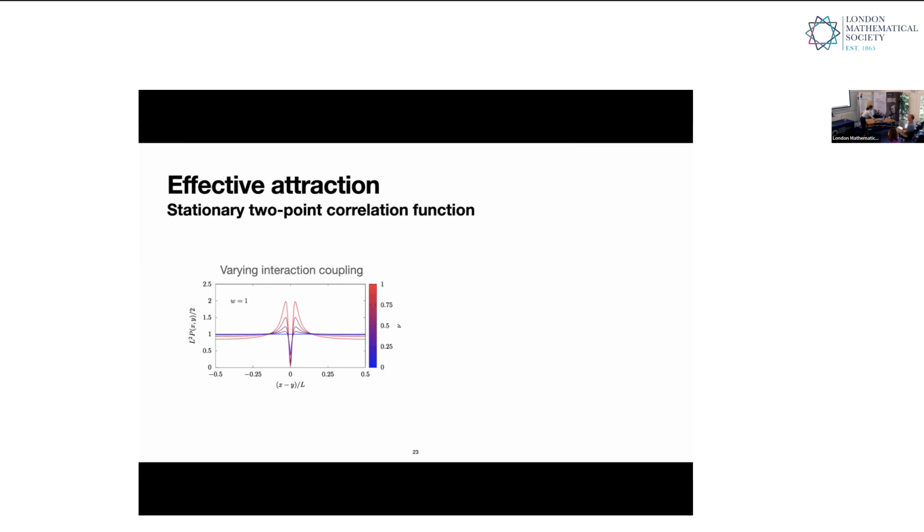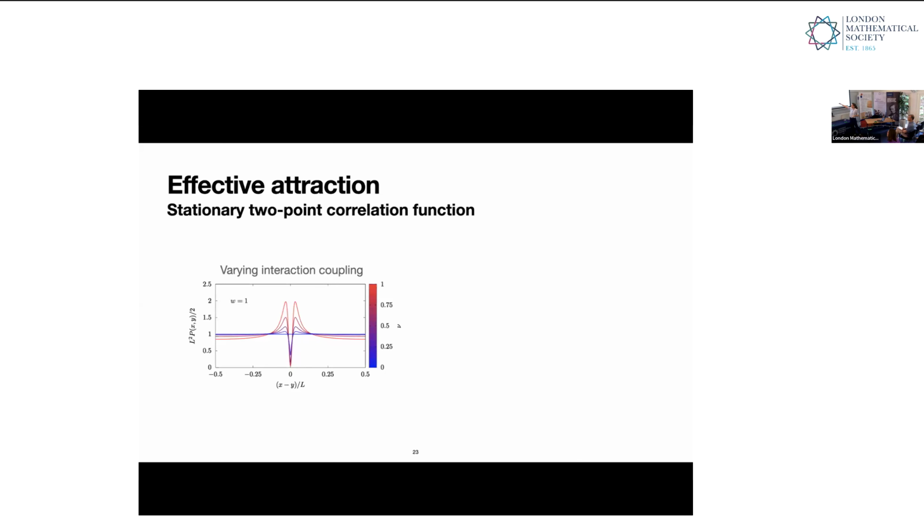Now, let me go to the results. Here I'm showing the 2-point correlation function of these two run-and-tumble particles as a function of the distance between them. The color bar is the interaction strength, so this is our perturbation parameter. For no interaction, which is the blue color, this distribution is uniform. So the two particles don't see each other.